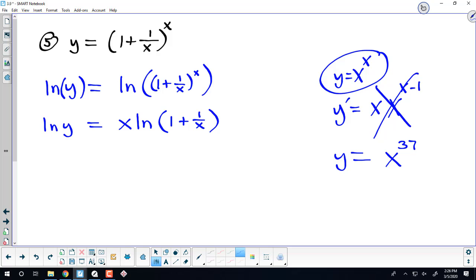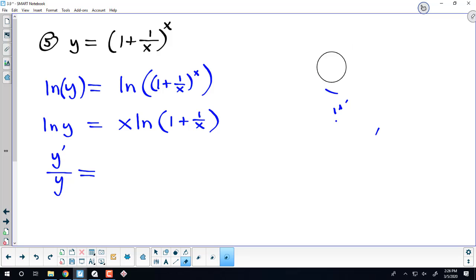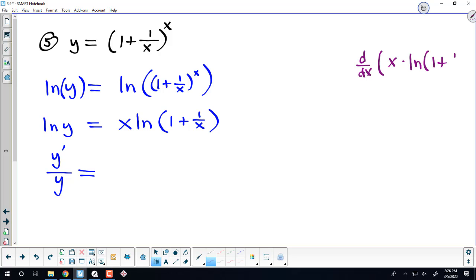Okay, so that's as far as you can go with properties of logarithms. So we're going to take the derivative of both sides. And then maybe over here, we'll take the derivative of the right-hand side, the derivative of x times natural log of 1 plus 1 over x.